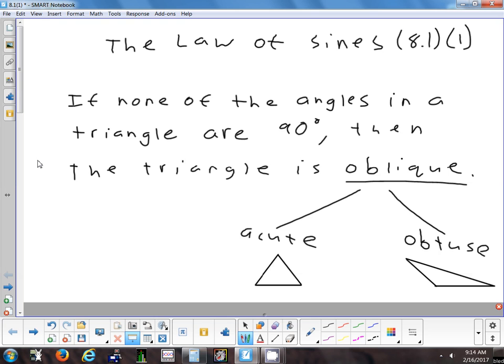So when I draw triangles, keep in mind, I never draw them to scale. The only thing that's going to be important is how you label things, but they don't have to be drawn to scale.